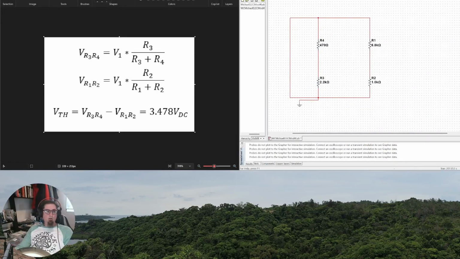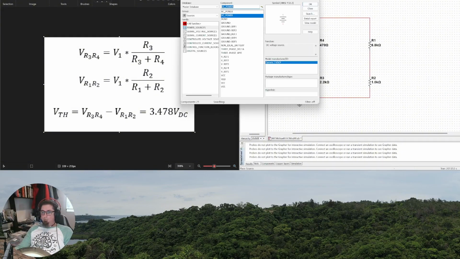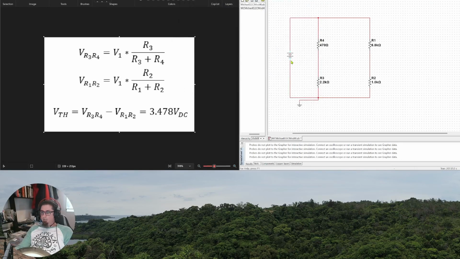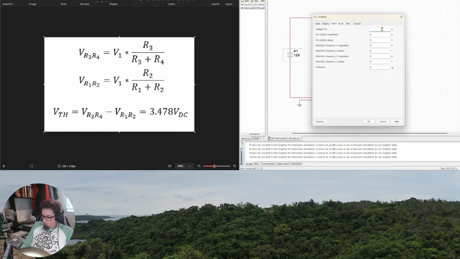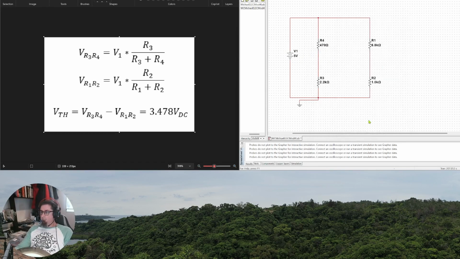Next we're going to be finding our Thevenin voltage. Now since we have calculated our Thevenin resistance, we're going to reintroduce the voltage source. So we'll go over here to power sources. We'll go to DC power. Okay, now it's important that when I reintroduce this, I readjust this back down to 5 volts, because we are currently on 12, and we want to be on 5 volts DC.